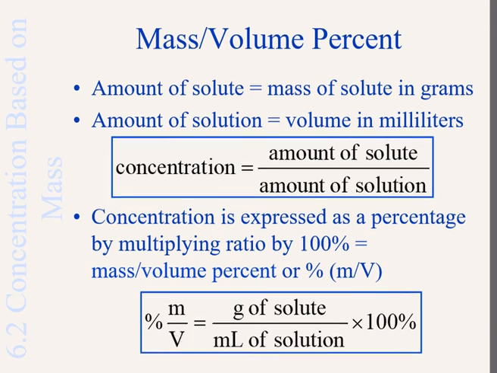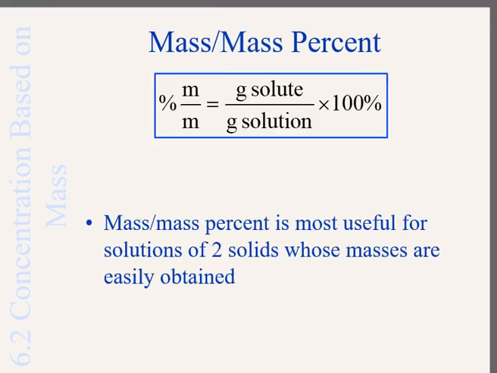The other method of finding the concentration is mass by mass. In that case, we have the grams of the solute and the grams of the solution. A situation where that would be applicable would be when we have two solids and we are, for example, making an alloy. Let's say we make an alloy using carbon and iron to make steel.